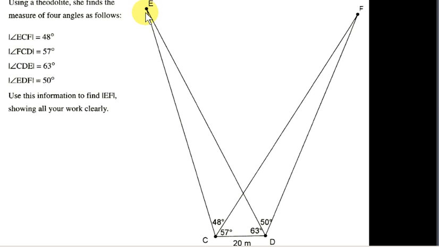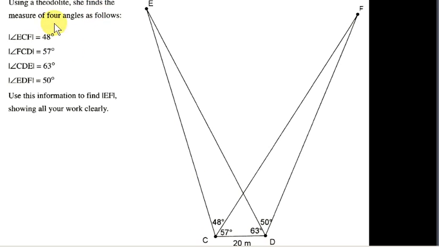An engineer is working in mountainous terrain. She needs to know the distance between two locations E and F which are inaccessible across a deep gorge. So here are the locations E and F. She finds two locations C and D on her side of the gorge which are on the same level such that the distance between C and D is 20 meters.